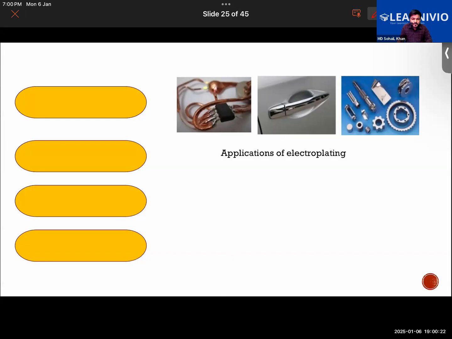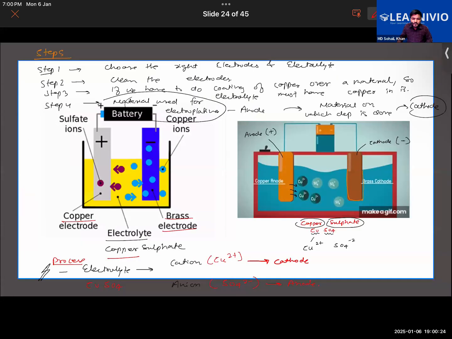The material which is used for deposition of the metal, like here the copper, the deposition of copper has to be done on this brass. Getting it? Yes, sir. So that's the material we are using for electroplating, so that will be made the anode. And the material over which coating has to be done is made the cathode.